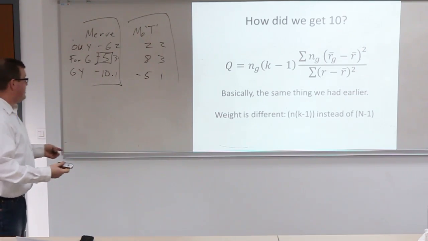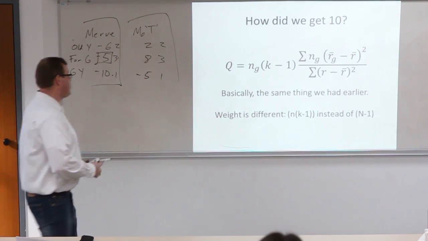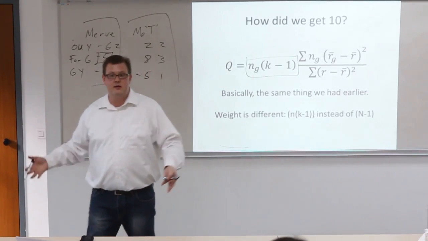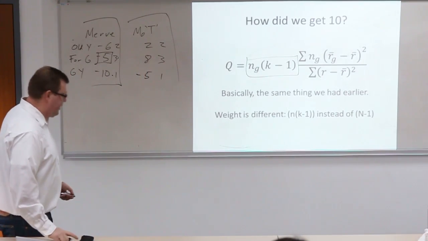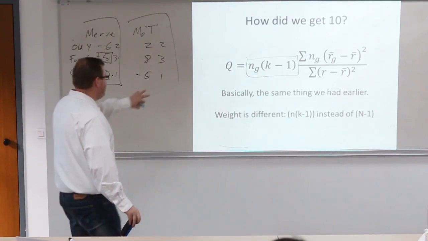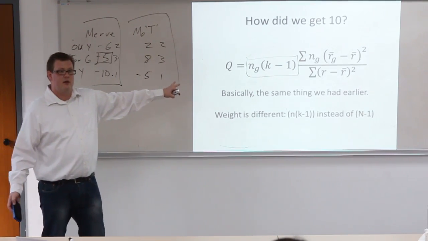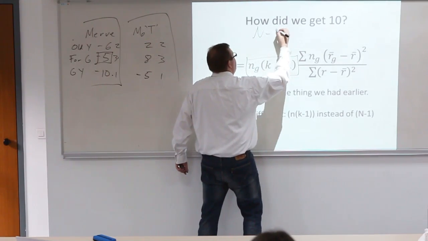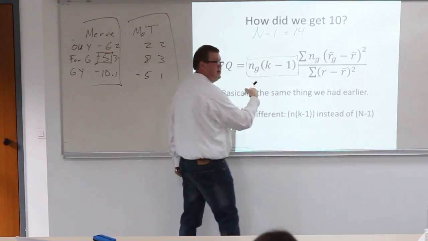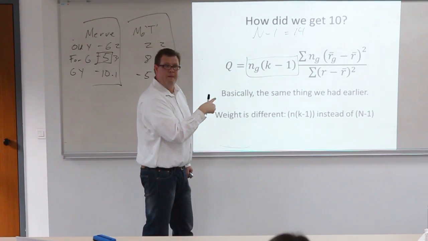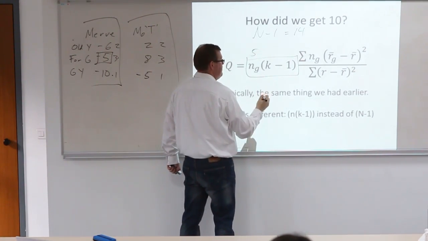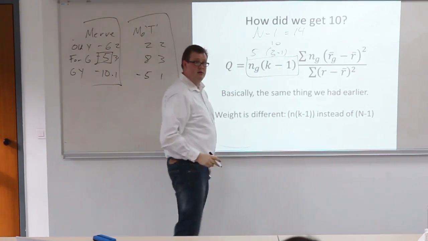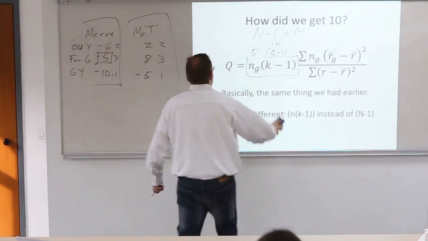So the only thing different between this and the previous is just this weight, right? When you multiply something by something else, you're just weighting it differently. So the weight here is smaller than it was before, right? Previously we had big N minus 1, which was 14. What is this? It is 5 multiplied with 2, times 3 minus 1, 10.